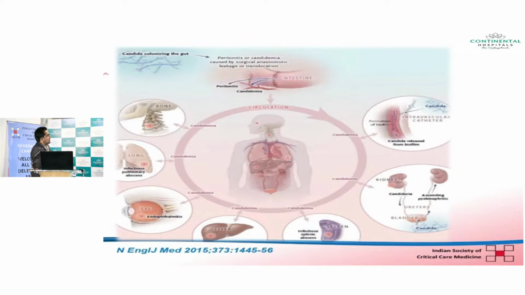The other route is the intravascular catheter route, wherein due to the contaminated hands of the healthcare workers, the fungi reach the lumen, where they colonize it and form a biofilm. From this biofilm, the fungi settle into the systemic circulation. Once they enter the systemic circulation, virtually any part of the body is affected by fungi, right from the bone to the brain, the lung, the eye, liver, kidney, virtually all parts.